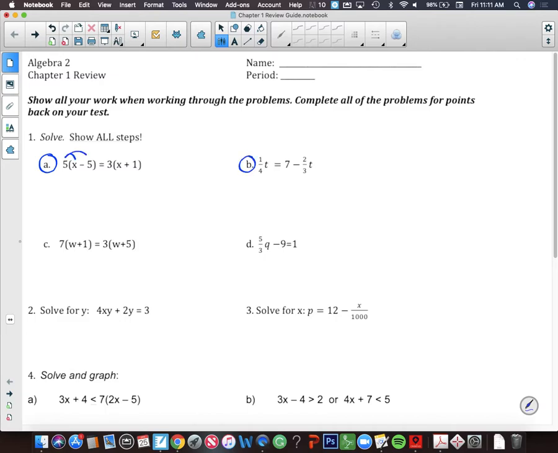So for A, you just want to distribute those numbers in front. 5x minus 25 equals 3x plus 3. And now we want to combine like terms. So we have to move the x's on one side, move the numbers to the other. So we're going to move the x's to the left, and that's going to give me a 2x. And then we're going to move the number, that 25, to the right. Okay? And then we will get 25 plus 3, which is 28. So now we divide, because we're going to do inverse. Divide by 2, x is going to be 14. All right? So that's the first one.